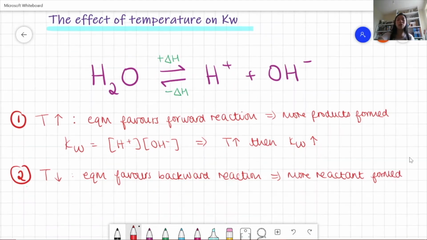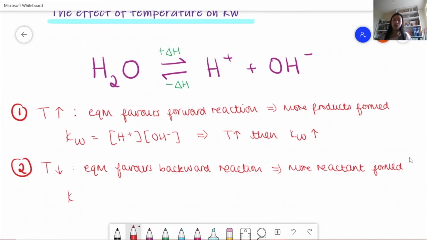And so that means that when we put this into the equation, Kw equals the concentration of H+ multiplied by the concentration of OH-, this value will be a lot smaller. So in conclusion, when you decrease the temperature, the Kw will decrease as well.